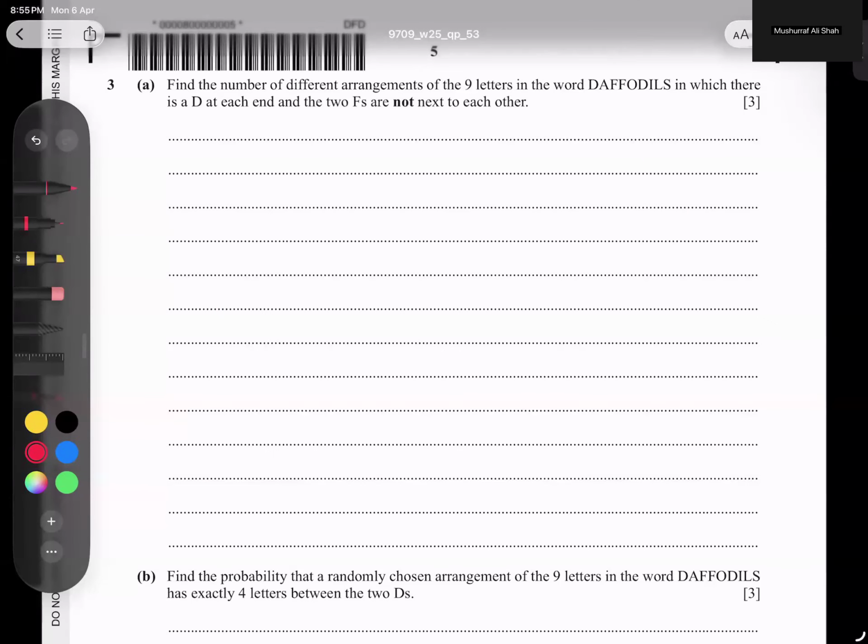Question number 3, students. We have to find the number of different arrangements of the 9 letters of the word daffodils in which there are D's at each end and the two F's are not next to each other. So we can make a plan. 8 lines, 9 boxes, and D is at the start and the end. There are 2 D's and 2 F's, and the remaining letters are not repeating.